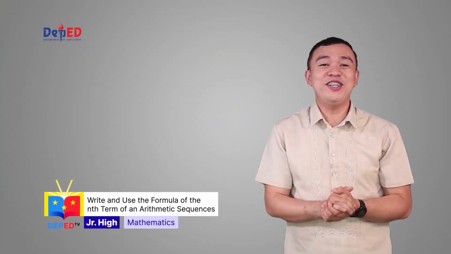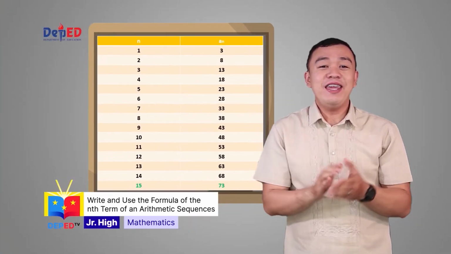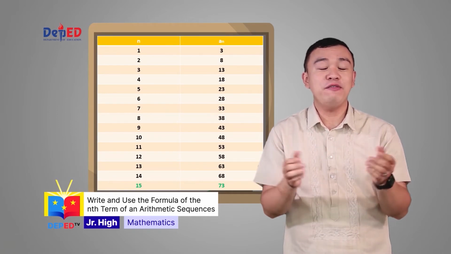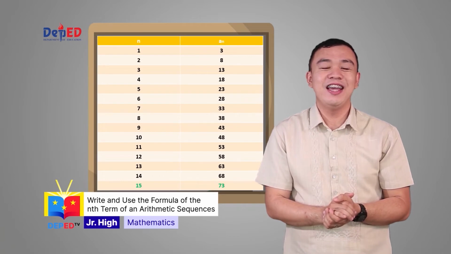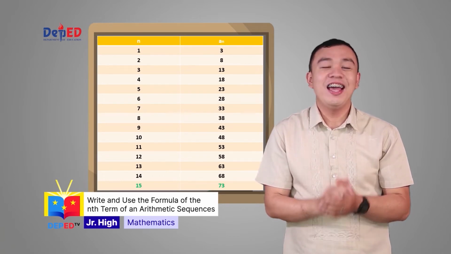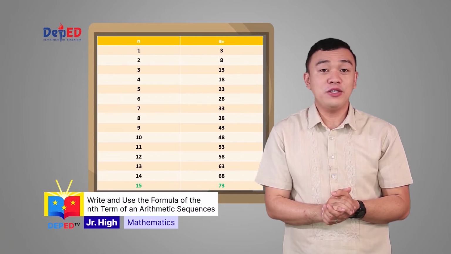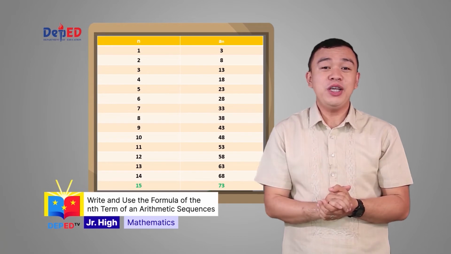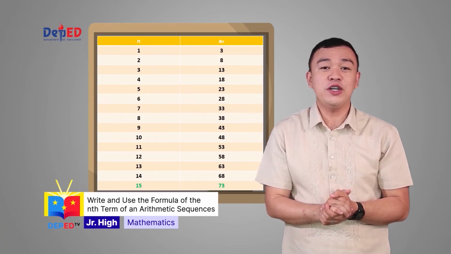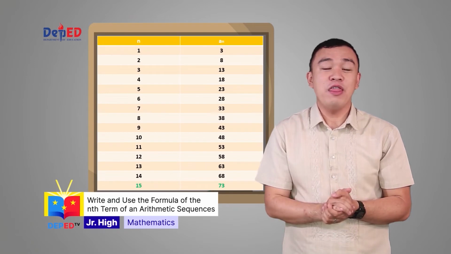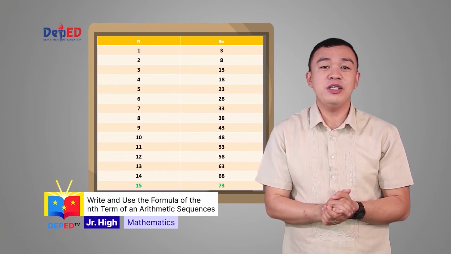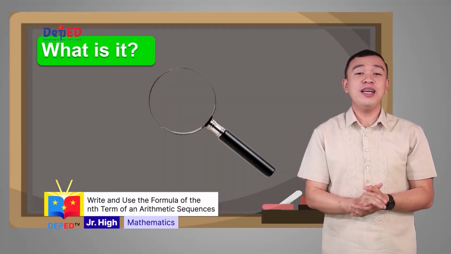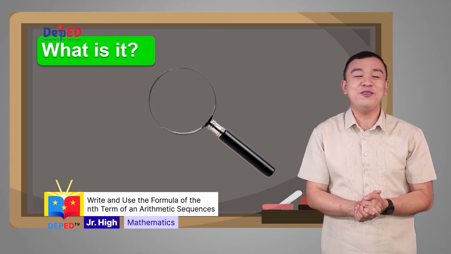Let's try to check your answer. By adding the common difference to each of the preceding terms, we get the following values. Thus, the 15th term is 73. However, using this procedure to get any higher nth term would be tedious. Thus, a formula is necessary to find any nth term. Let us investigate how to determine the nth term of a sequence.